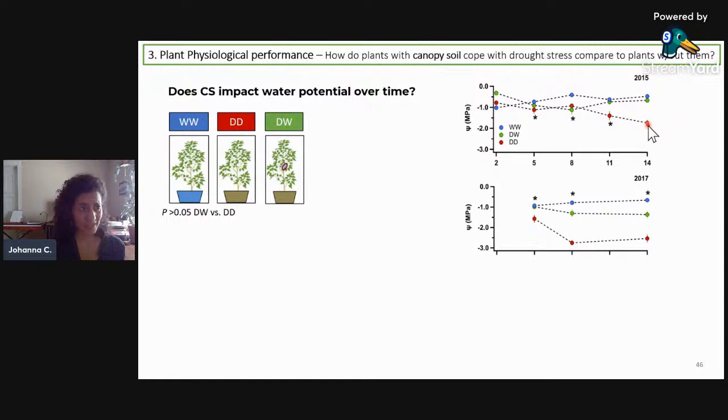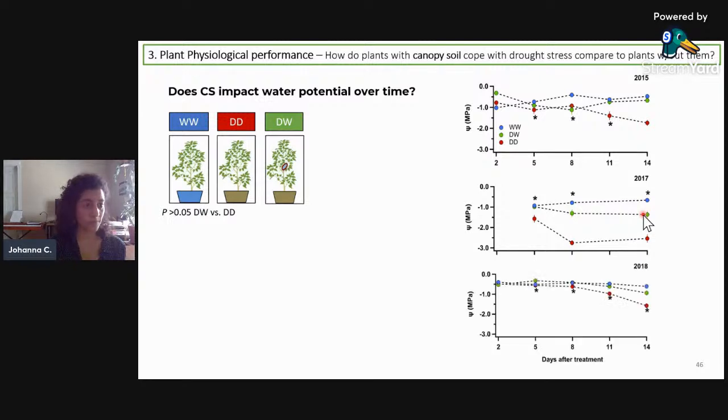2017 is not the same, but we see the same pattern: the plants with canopy soil are in between those two. And the same thing we saw in 2018. So it seems that there is some effect of the canopy soil that is helping them maintain their water potential.